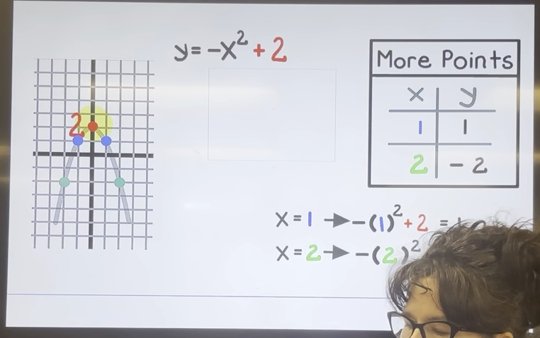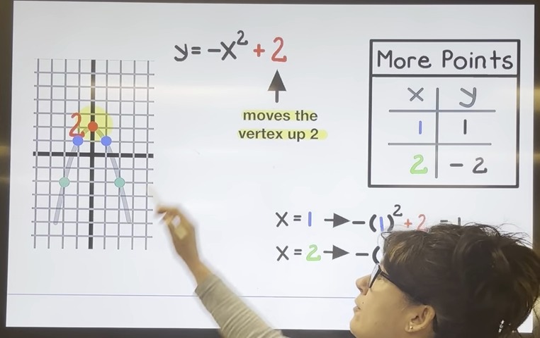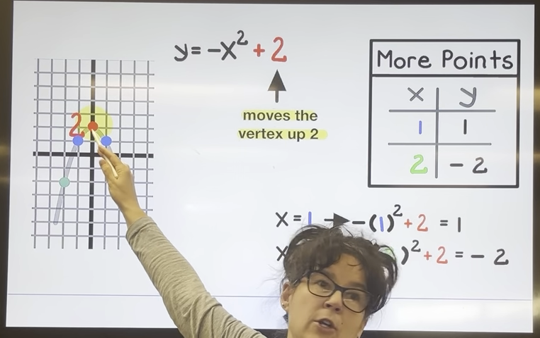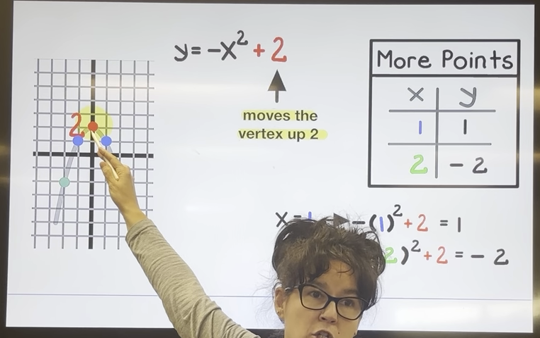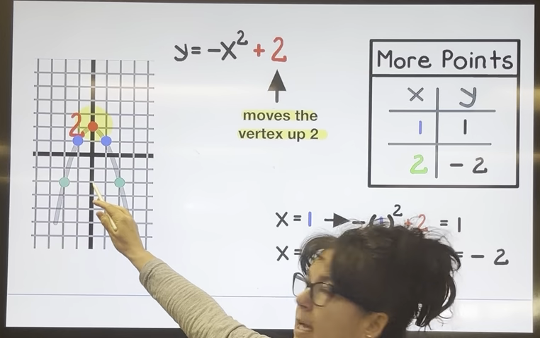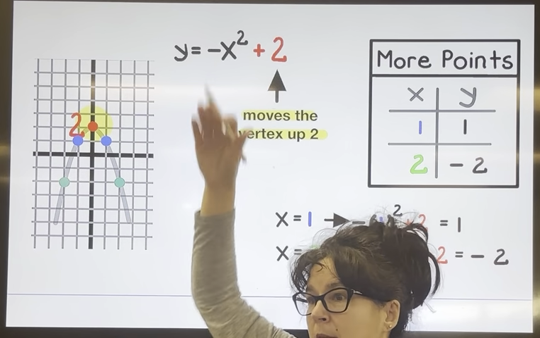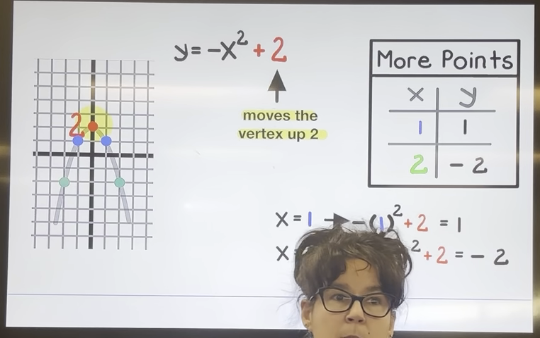One more time, just as a reminder. When you have the +2 on the end, the first thing you do is put your vertex up here at 2. If that was -2, then my vertex would be down here. So the number on the end is going to move something up or down. Pick a couple more points.